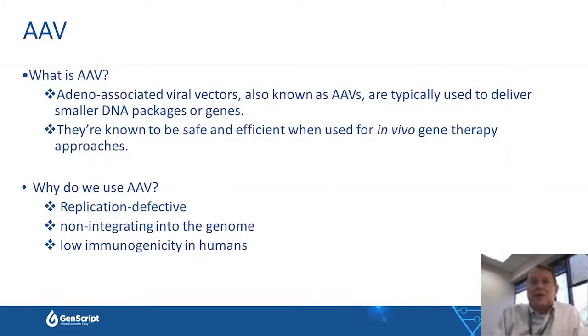What's an AAV? AAV stands for adeno-associated viral vectors, and they are also known as AAVs. They are typically used to deliver small payloads, somewhere between 1 and 2 kilobase, and they're effective at getting genes into the target tissue. They're known to be safe, and they're very efficient at delivering the payload, which is why they're used and successful in in vivo gene therapy. And why do we use them? They're used because they're replication defective, so they do not replicate. They're non-integrative into the genome, so they can express large amounts of virus, and they have low immunogenicity in humans.